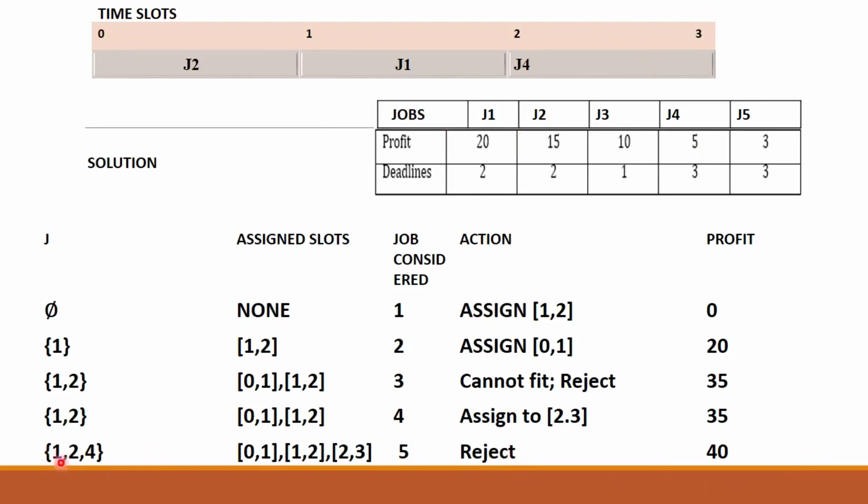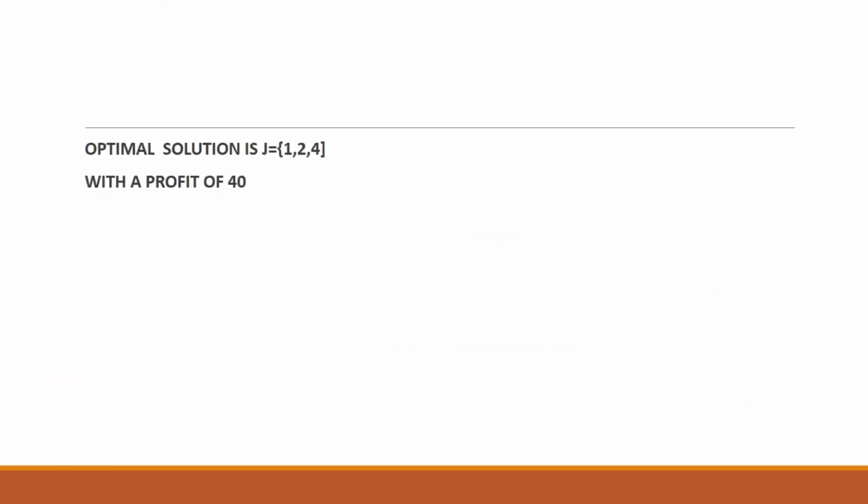the profit of 1 plus 2 plus 4. What's the profit of job 1 plus 2 plus 4? It is 20 plus 15. Already we have got that, plus 5 you can add. So 40. So the optimal solution is jobs 1 to 4 with the profit of 40. So that's about job sequencing with deadline.